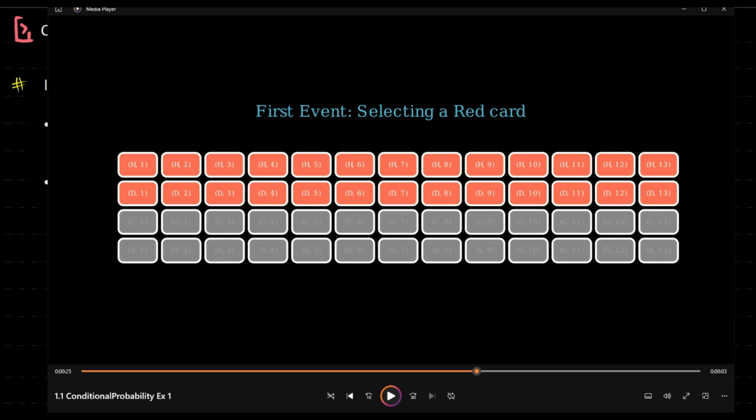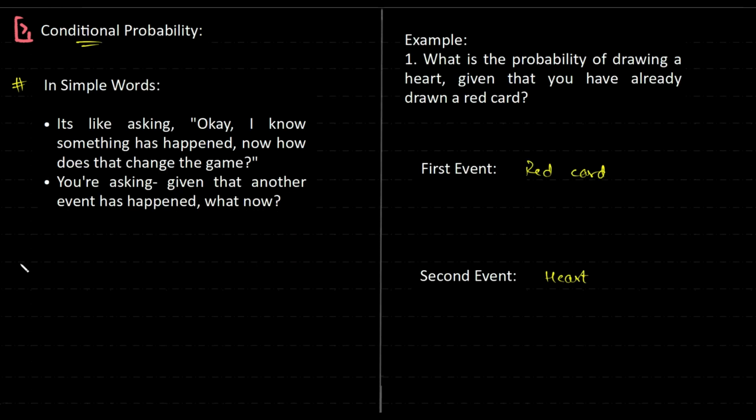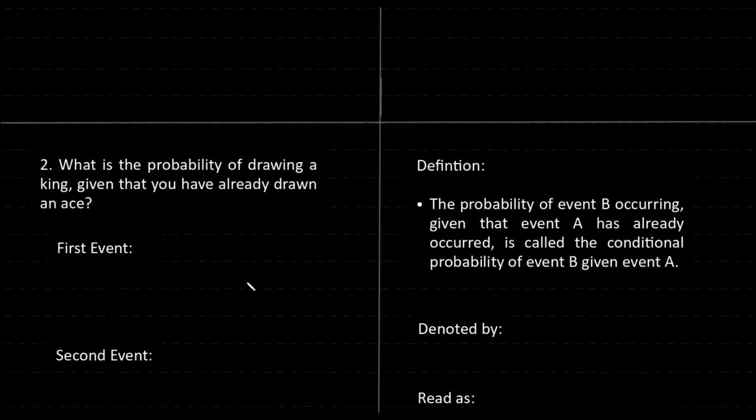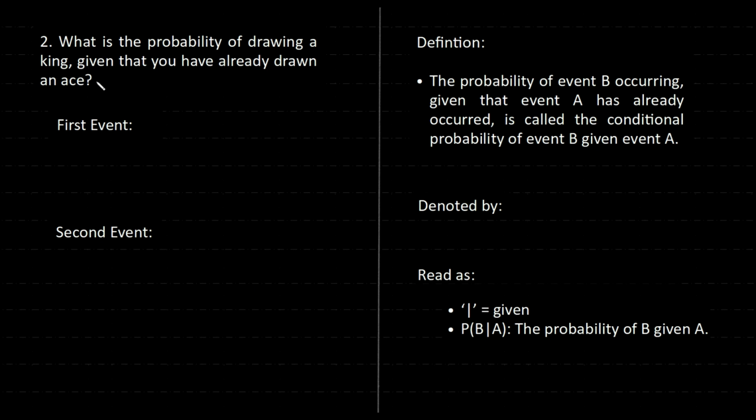Okay, are you getting it? Because of this condition, the probability of this will change to half. Okay, you getting it? So it's the same probability idea, just that we have a different condition, that's it. What is the probability of drawing a king given that you already drew an ace? How does that look? Let me show it to you guys.